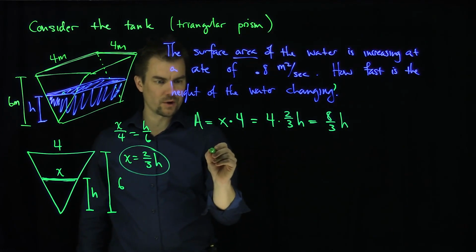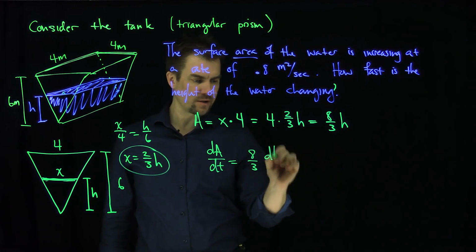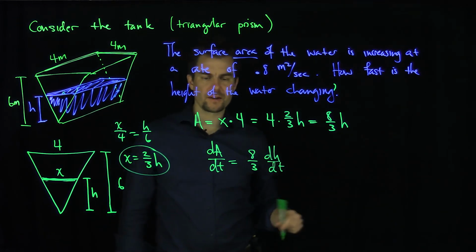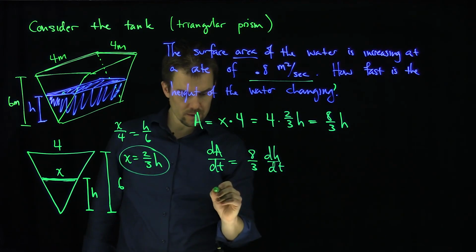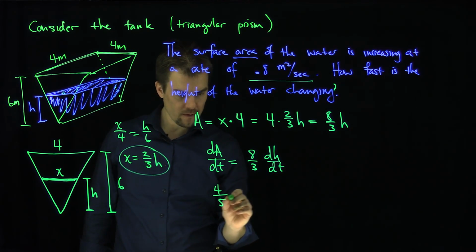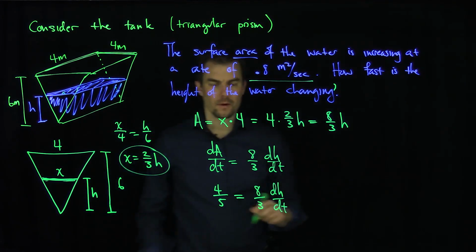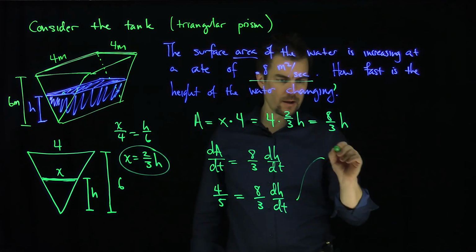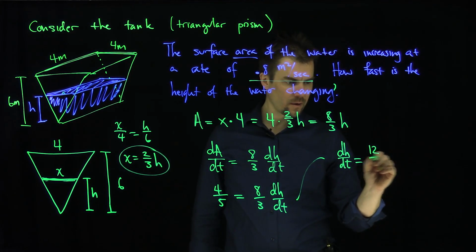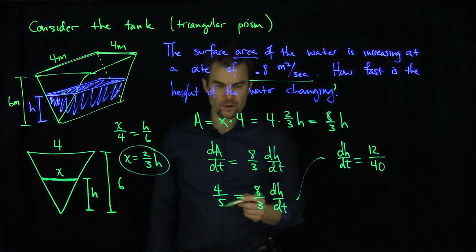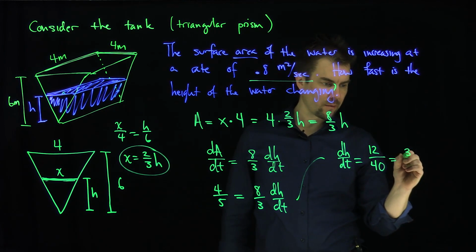And now I can take the derivative of both sides of the equation, so dA/dt is therefore equal to 8/3 dh/dt. We know that dA/dt by assumption is 0.8 meters squared per second. So 0.8, which is really the same as 4 over 5, is equal to 8/3 dh/dt. And so if I cross multiply, dh/dt, how fast the height is changing, is going to be 12 over 40. Of course, we can cancel a factor of 4, so that's 3 over 10, or 0.3.